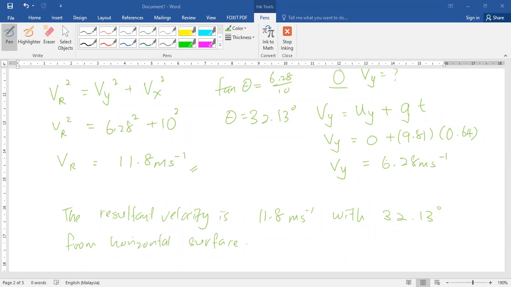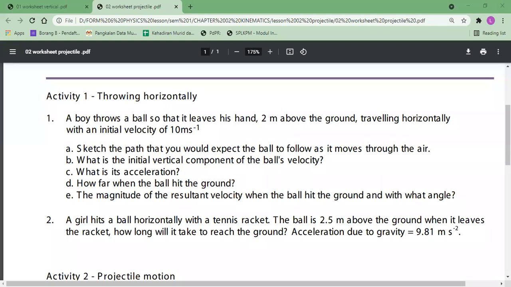Okay, question number 2. A girl hit a ball horizontally with a tennis racket. The ball is 2.5 meters above the ground when it leaves the racket. How long will it take to reach the ground? The acceleration due to gravity is 9.81 ms^-2. So this means that the girl hit the ball, okay, 2.5 meters.